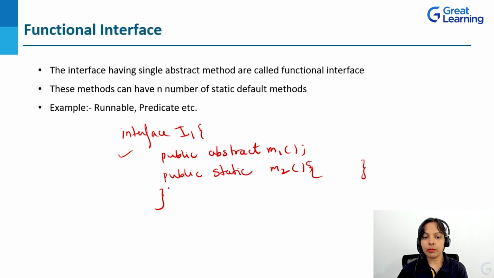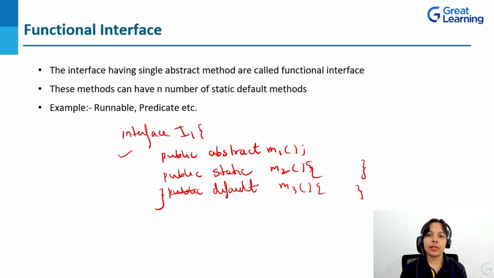It can have one more. Suppose it has default M3 and then its implementation code here. Then in that case, this interface I1 is still a functional interface. So an interface can have n number of static methods and n number of default methods, but there should be only one public abstract method. Then it is called a functional interface.